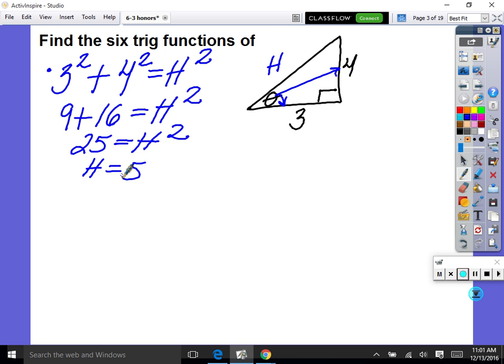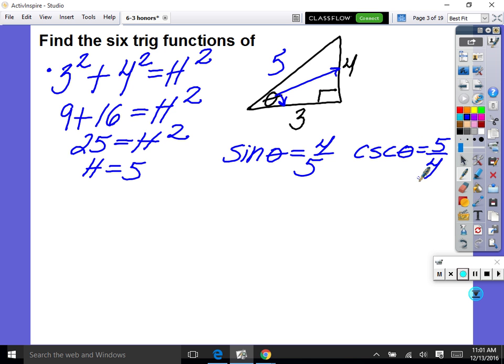Okay, so we know our hypotenuse is 5, and now let's answer those quickly. So sine of theta is opposite over hypotenuse, so that's 4/5. Let's just do cosecant while we're at it. So cosecant theta will be 5/4. Cosine of theta, adjacent over hypotenuse, correct? 3/5. So secant is 5/3.